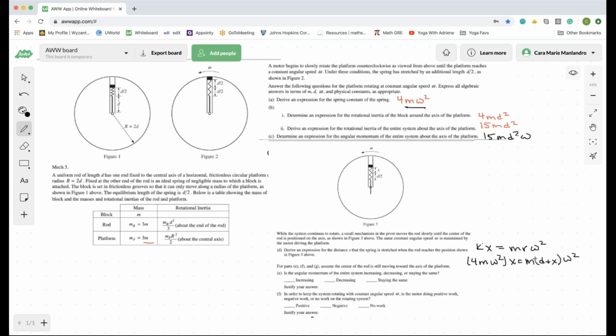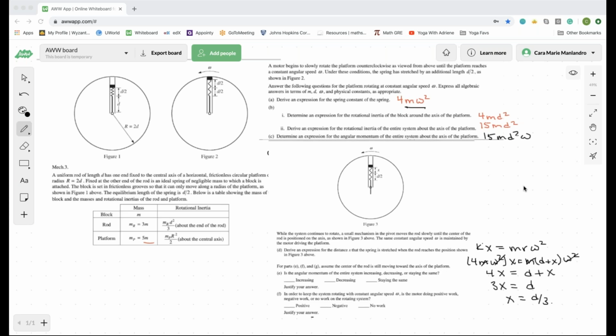And then we're going to see a lot of variables drop out here. So I got 4x is equal to d plus x. So 3x is equal to d, so x is d over 3. All right, so that's not terrible. Part E: is the angular momentum of the entire system increasing, decreasing, or staying the same?